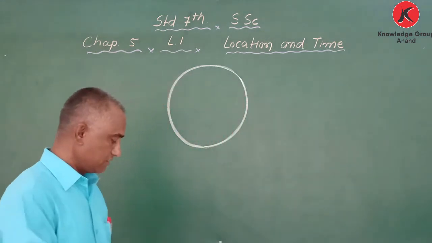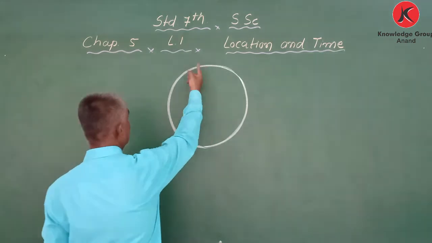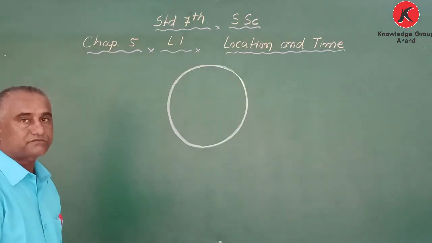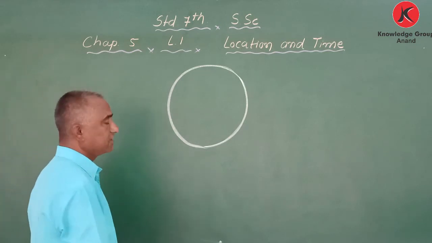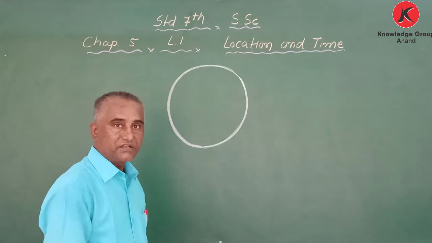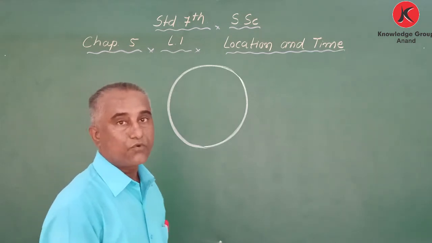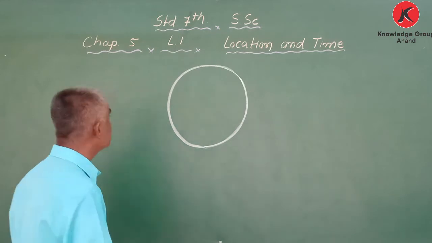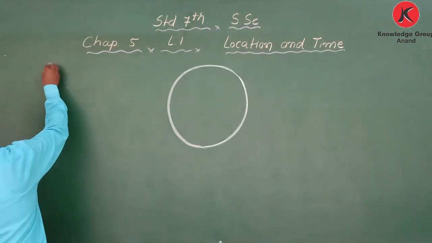My dear student, here I have put one circle. It is the symbol of earth. And we know last year we learned also that the shape of the earth is round. Okay, got it?